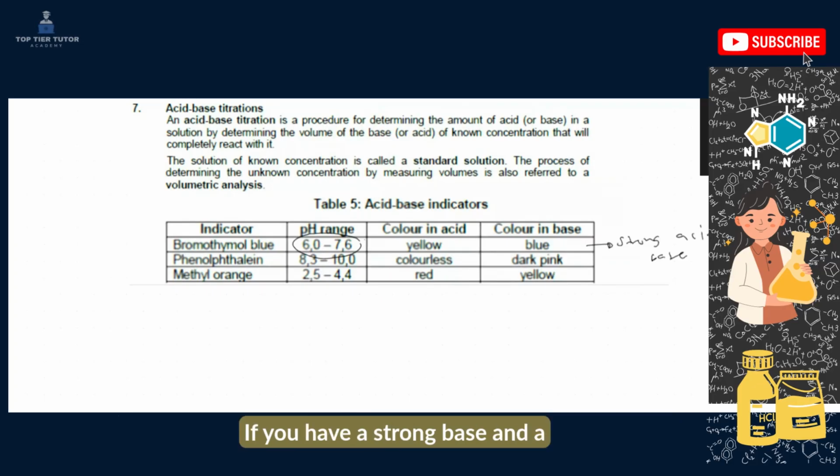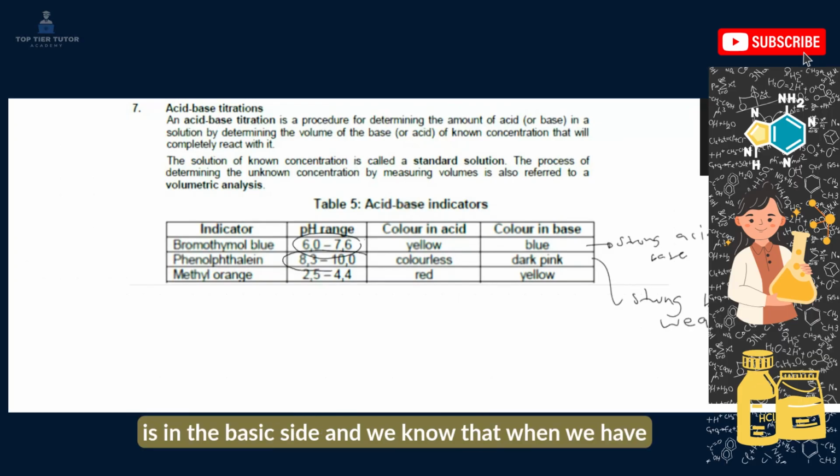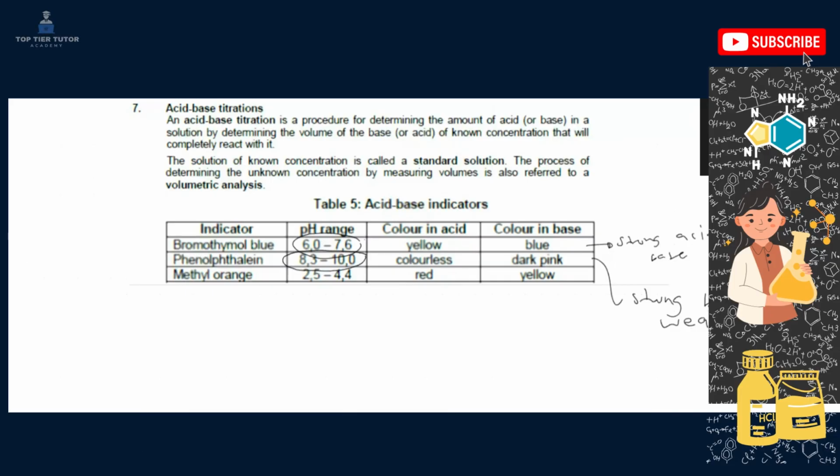If you have a strong base and a weak acid, then you would use phenolphthalein because its range is on the basic side, and we know that when we have a strong base, our endpoint is going to be found in the basic range.